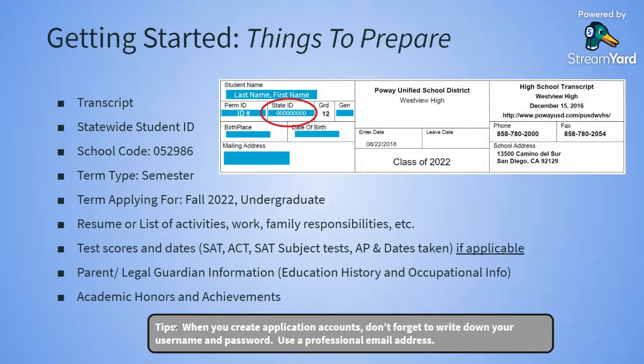Your test scores and the test dates, the dates that you took those exams, depend on whether or not this is applicable to your applications. We'll go through each application and talk a little more about reporting your test scores and whether or not those are going to be required. Your parent or legal guardian information is also important to have on hand. The colleges will usually ask for their education history and occupational information, and then any other academic awards or achievements.